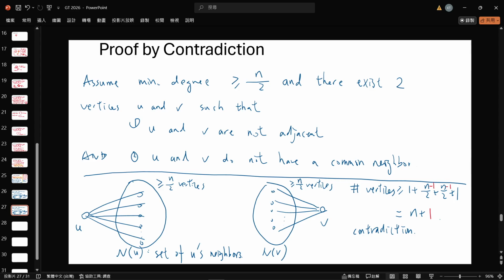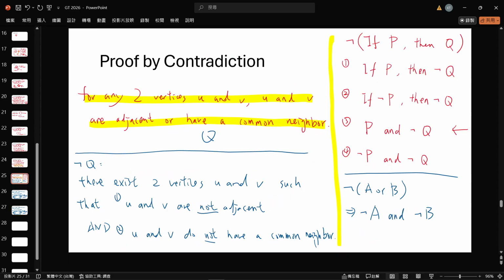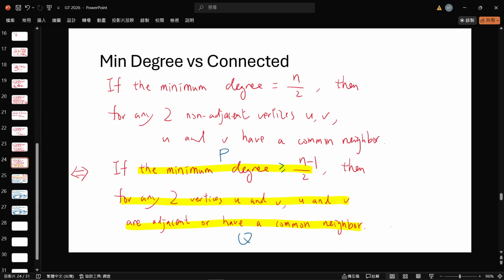Still a contradiction. But now this will become n minus 1 over 2. And now we get, I would say, a better statement because the minimum degree is lower. And once again, I should change this to at least. So now this statement can capture more graphs because the threshold for the minimum degree is lower. For example, let's say n is 5. n over 2 is 2.5. But because now we're considering degree, degrees must be whole integers. So greater than or equal to 2.5 means the minimum degree is at least 3.